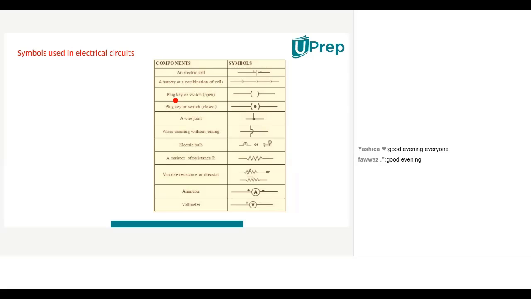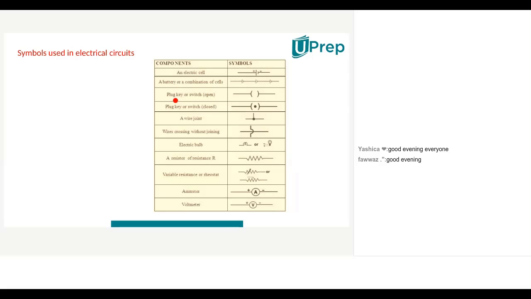And the next thing you can see, 3 wires connected, and that is called a joint. A joint is a point where 2 or more wires get connected. And then in the next row you can see wires crossing without joining. A wire is crossing another one and they are not in contact. If they are in contact, we call it a joint. But without connecting, if it is just crossing another wire, this is how we will be representing it.